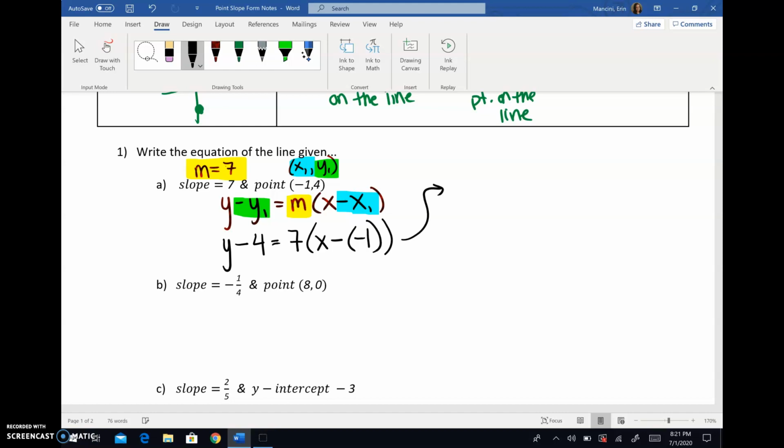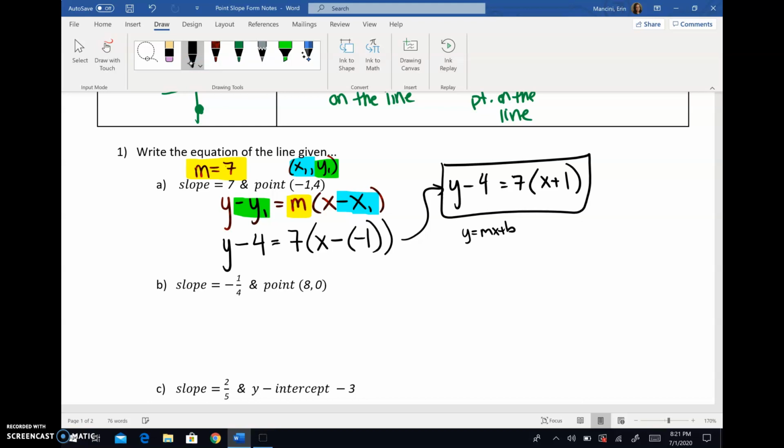And then we can simplify. Since we have a double negative, x minus -1 is equivalent to x plus 1. And you can leave your equation of your line just like this. You don't have to isolate the y to put it in y equals mx plus b. Make it easy on yourself and just leave it as is, because this is another way to express the equation of a line.